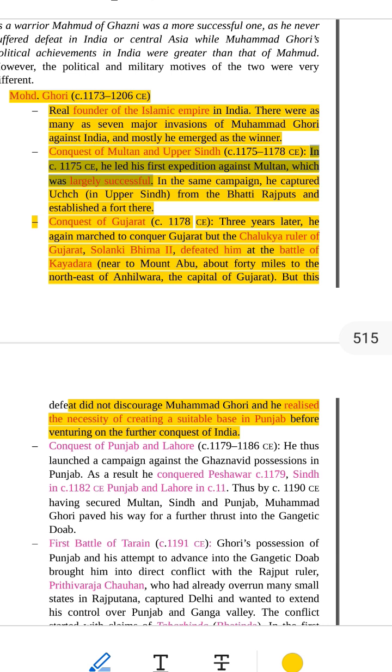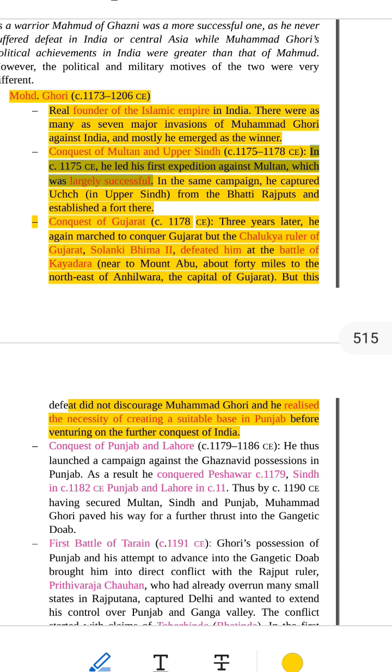First invasion, 1175 CE, Multan and Upper Sindh. Where is this? These places are in today's Pakistan, near the border of India. They were like a doorway to enter India. What happened? 1. In 1175 CE, Ghori attacked Multan, which was ruled by a group of local Muslims called the Ismailis. 2. He defeated them and captured Multan.